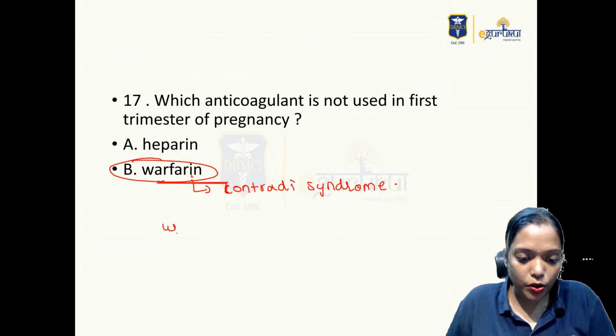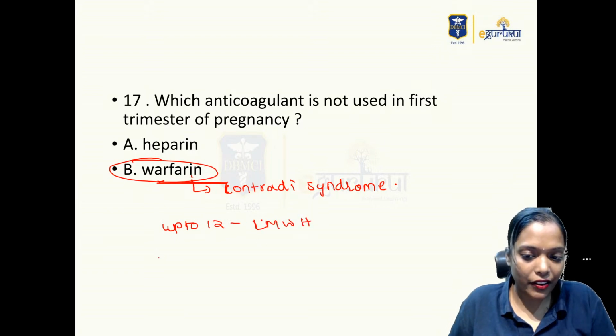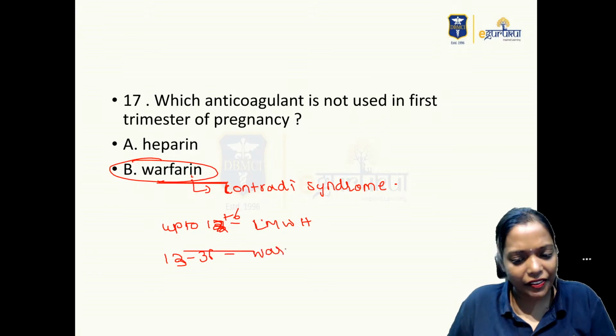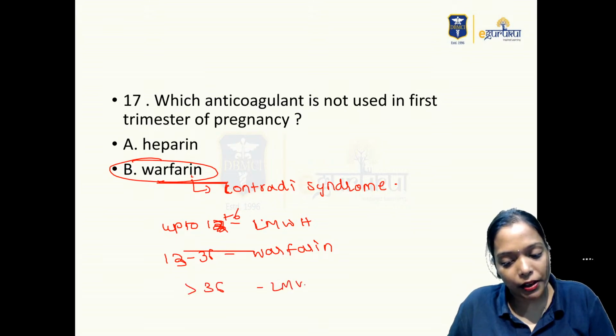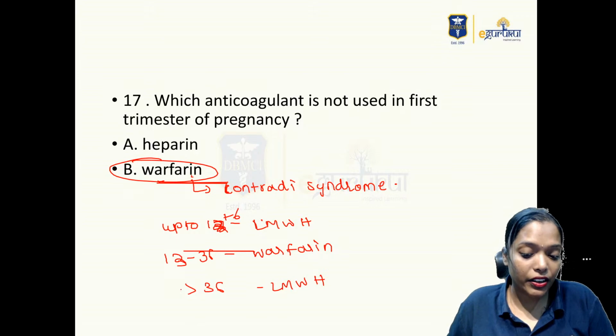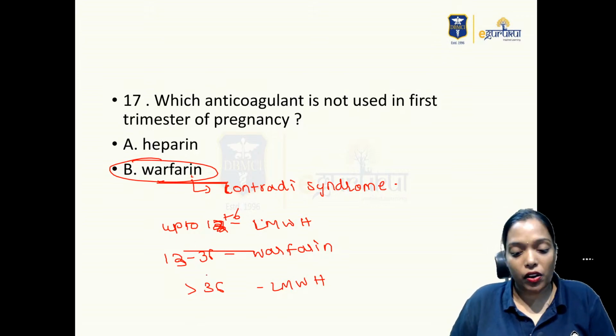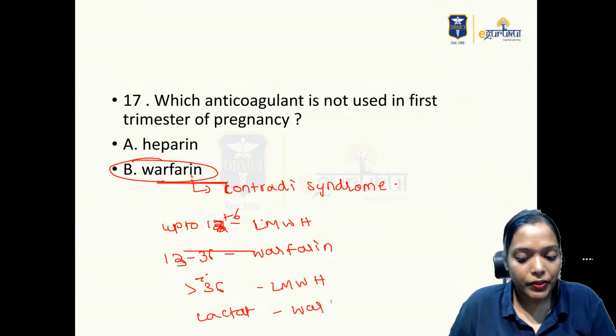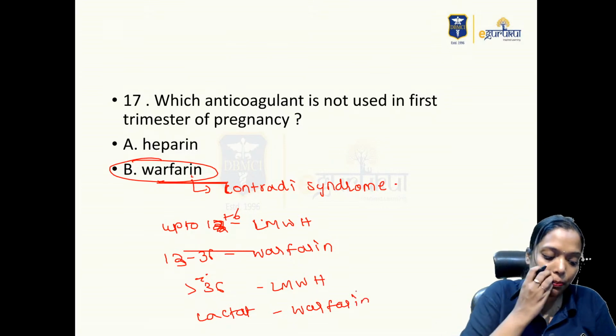Up to 12 weeks, low molecular weight heparin is the best drug whenever you want to give anticoagulation. Up to 13 weeks, like 12 weeks plus 6 days, right? Then 13 to 36 weeks, you can give warfarin. I'm not saying best, you can give warfarin. Beyond 36 weeks, again it is low molecular weight heparin. You should never give warfarin near delivery, because warfarin has that anticoagulant effect. And again in lactation, you can give low molecular weight heparin or warfarin. So it is warfarin, low molecular weight heparin, jumping, right?